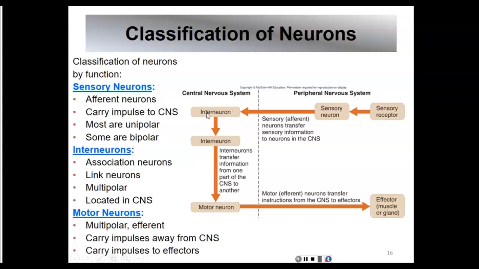In the CNS, this neuron, called an interneuron, will then transfer that information from one part of the CNS to another, and then a motor neuron is sent out through the CNS to the PNS to send a signal. The motor neuron is also called an efferent. Think E for exiting the CNS. The efferent neuron transfers information from the CNS to the effectors. And an effector is always a muscle or a gland.